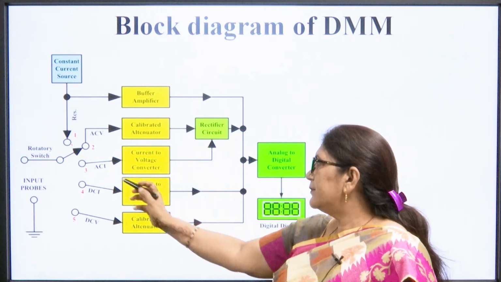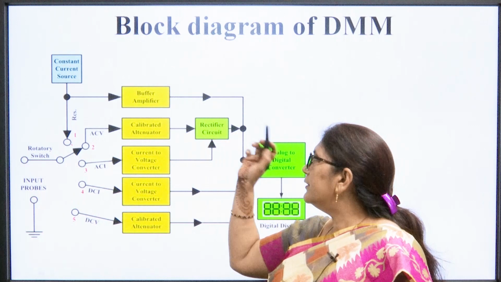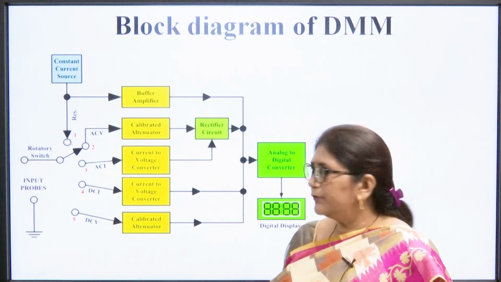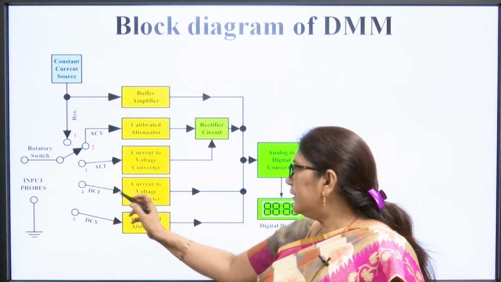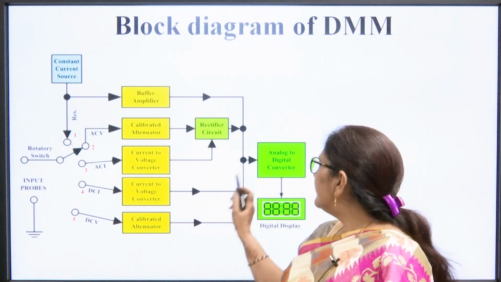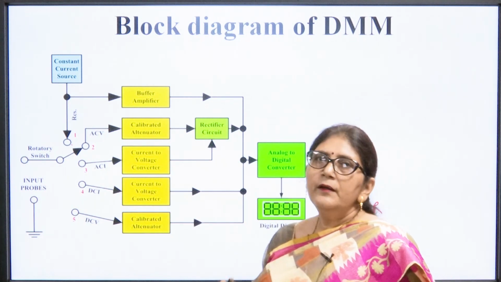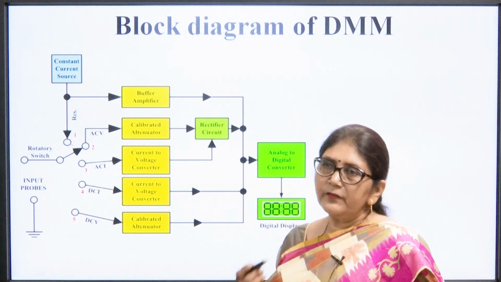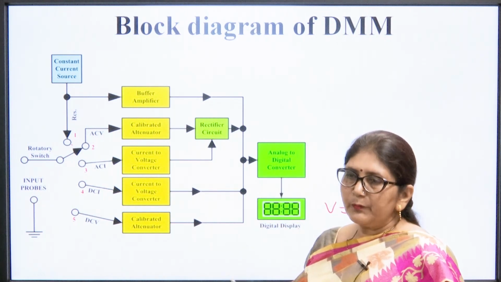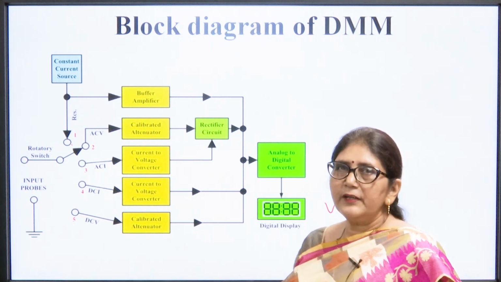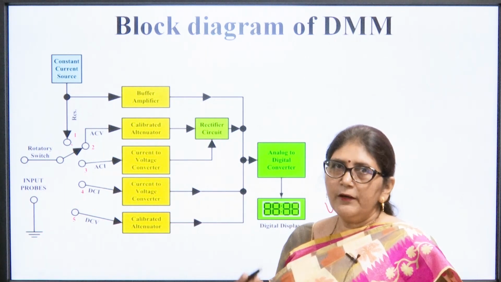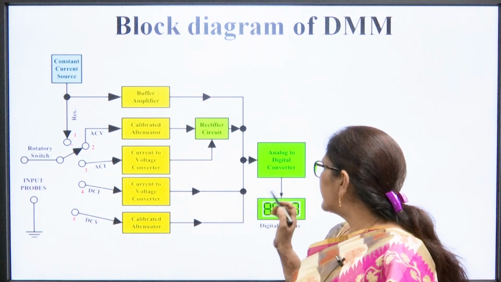Then again, since it is an AC signal, we need a rectifier circuit to convert it into DC. Similarly, if we have DC voltage, then we directly feed it to the analog to digital converter. There are many analog to digital converter circuits you have studied, like the successive approximation circuit, the integration type circuit, and the dual slope analog to digital converter circuits.